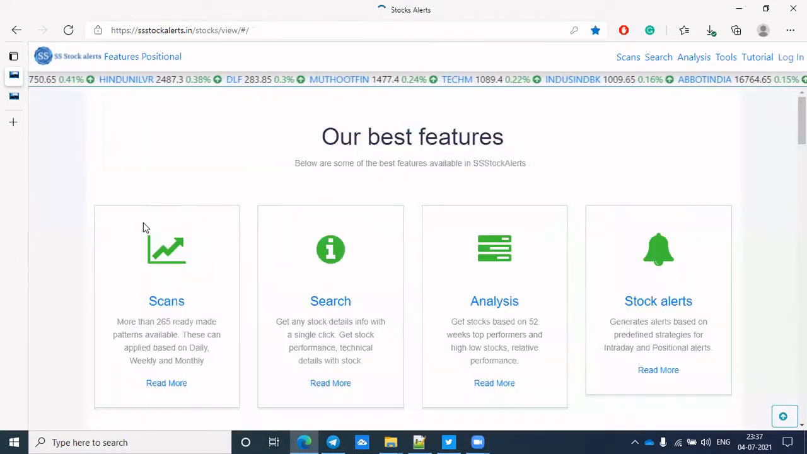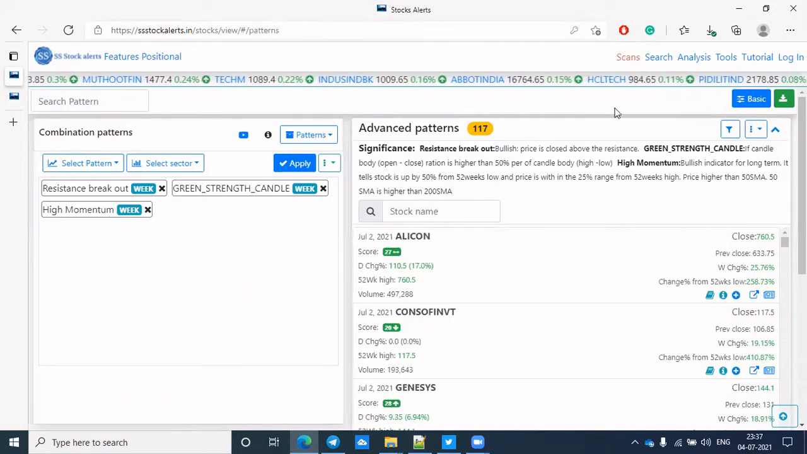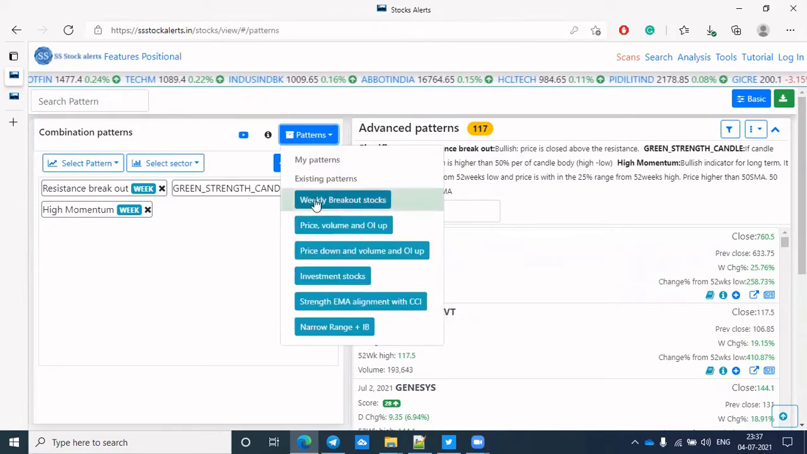In this video, we will talk about the weekly breakouts, and how to pick them from our weekly breakout scanner. Just click on Scans and go to Advanced. If you are already in Advanced, click on Patterns and then click on Weekly Breakout Stocks.